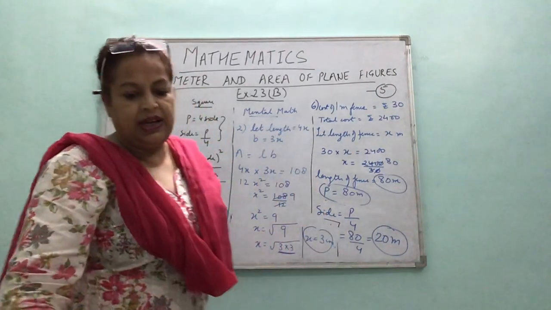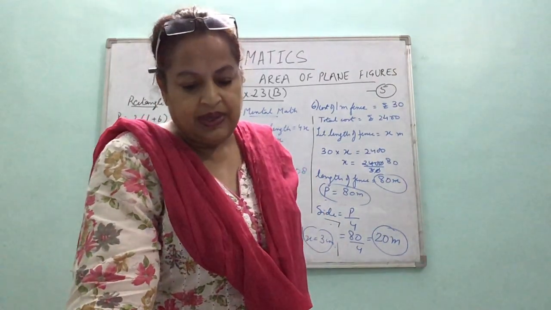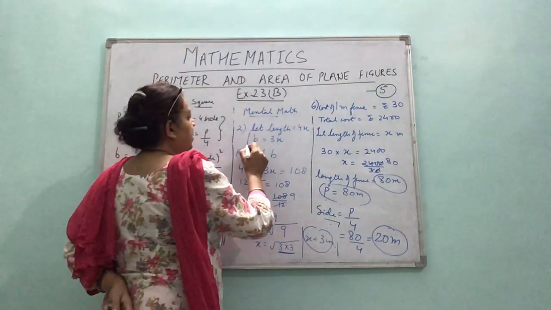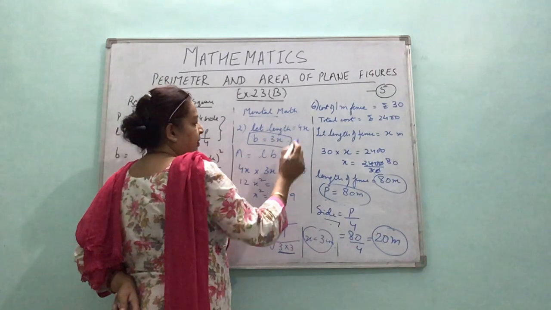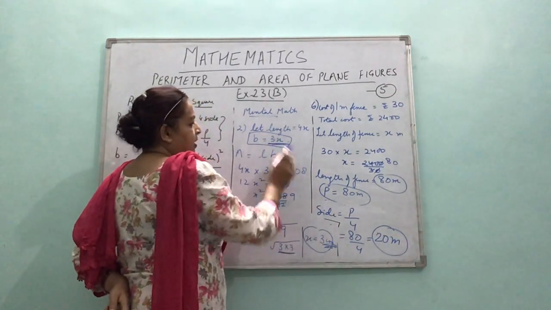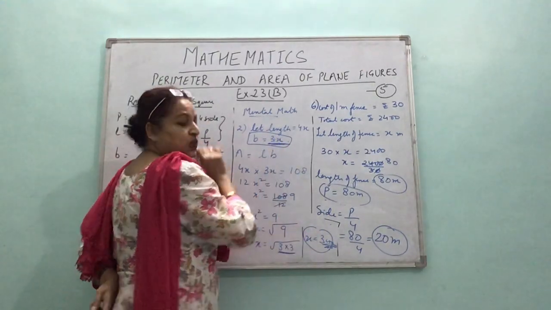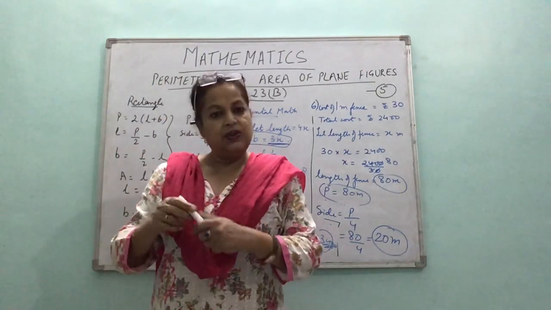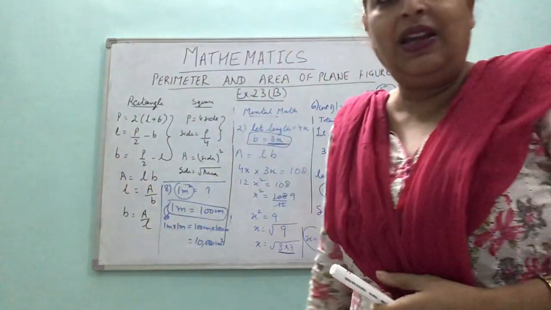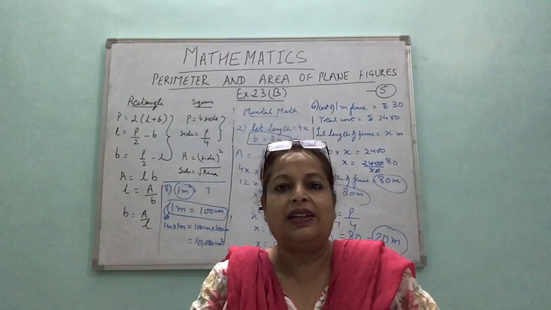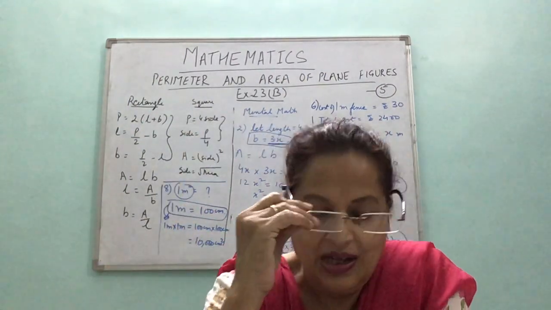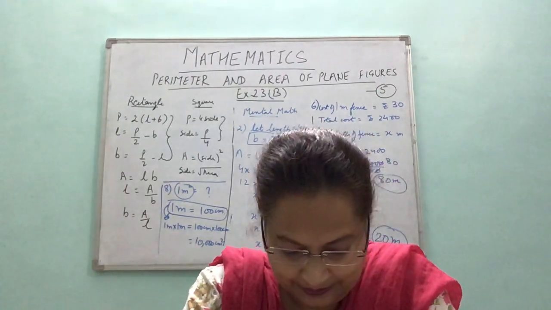Because the unit in the entire question is in centimeter. So they are asking the breadth of the rectangle. So the breadth of the rectangle we get from 3 into x. X is 3. So what is the breadth of the rectangle? 3 into 3. 9 centimeter. 3 into 3 is 9. So the breadth of the rectangle is 9 centimeter. So that was not a very oral question.